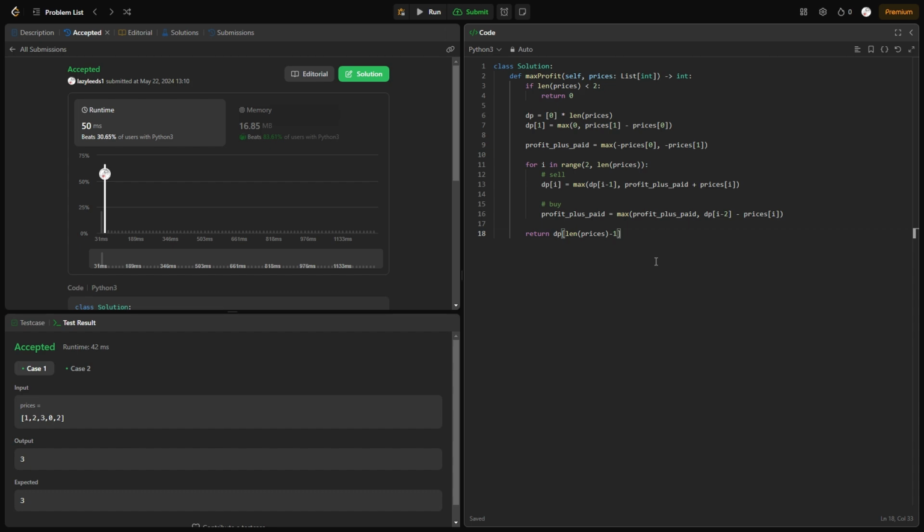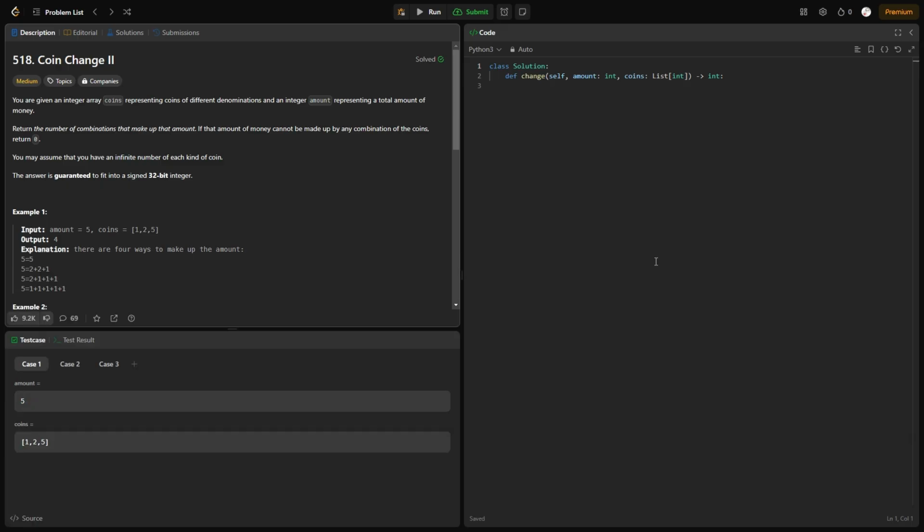So with this out of the way, let's move on to the next question, which is going to be Coin Change 2. In Coin Change 2, we're given an integer array coins representing coins of different denominations and an integer amount representing the total amount of money. We want to return the number of combinations that make up this amount. Or alternatively, if this amount cannot be made up by any combination of the coins, we want to just return 0. We can also assume that we have an infinite number of each coin, and the answer is guaranteed to fit inside a 32-bit integer.